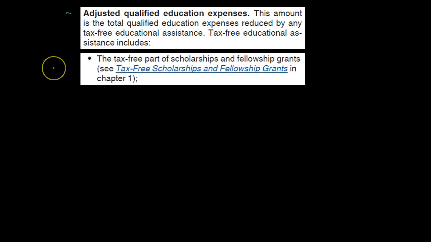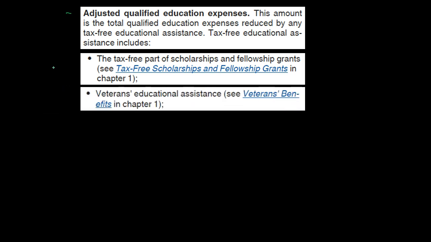So that would include the tax-free part of scholarship and fellowship grants. If we paid our education expenses with grants partially, then we can't double count that. We can't count it towards our QTP payments as well, because we already paid it with tax-free money that we didn't have to include in income. So we'd have to reduce the adjusted qualified education expenses by the scholarships and the tax-free grants.